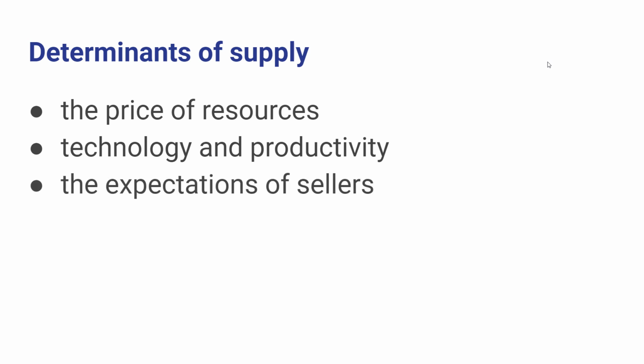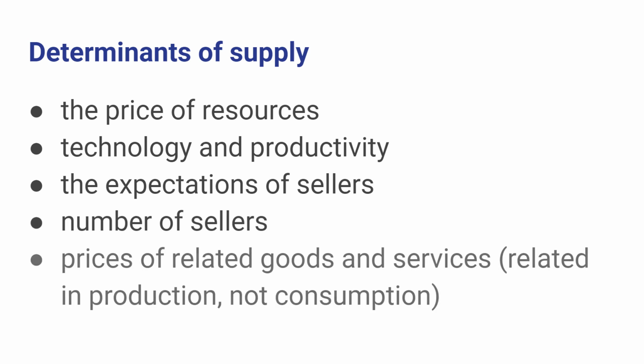The third will be expectations of sellers. The fourth is the number of sellers. And the fifth is the prices of related goods and services. But note, we're talking about things that are related in production, not in consumption. That's a distinction that's important and is often confused when people first study this.